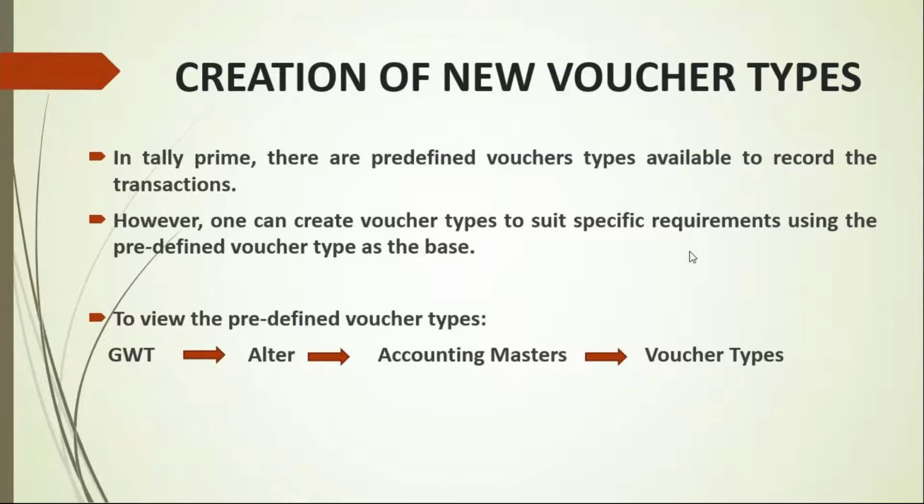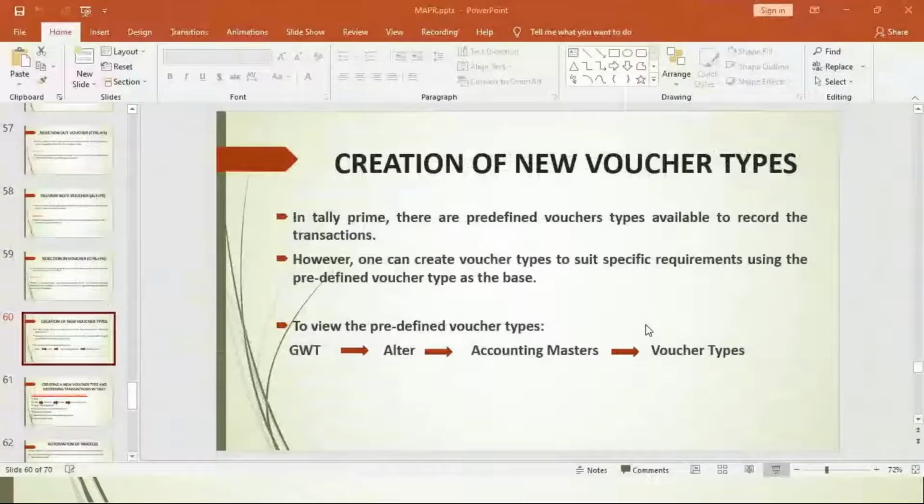Now, here I've given the track. We have to go to the Gateway of Tally, Alter. Under accounting masters, we have the voucher types. So let us all view which predefined voucher types already exist in Tally. So let's begin. Please log into your companies. Let's watch out for the predefined voucher types.